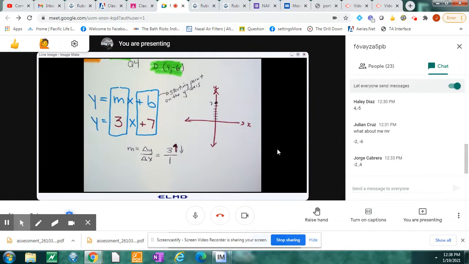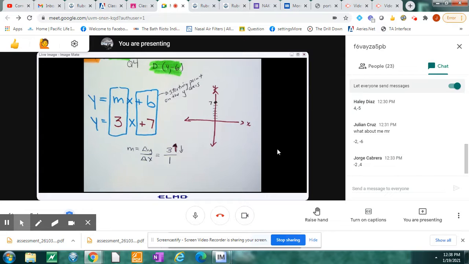How'd you get the 1? Oh, because remember, 3 over 1 is 3, right? And we need to change it. And you're going to see, well, why do you change it? Because we need to move it.